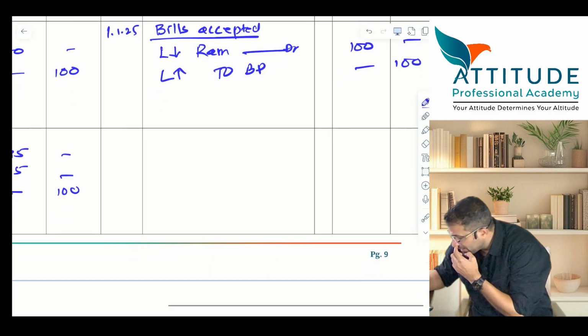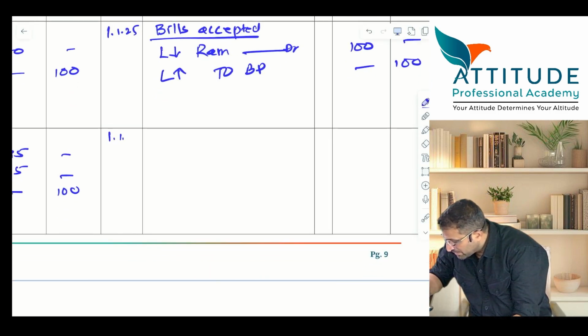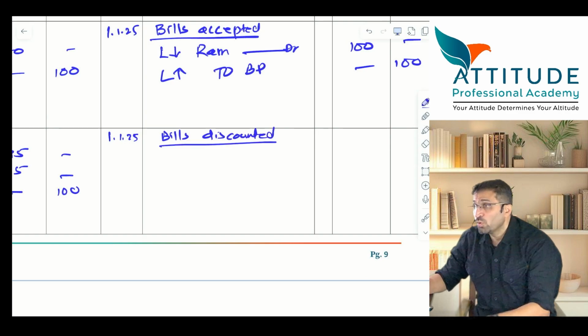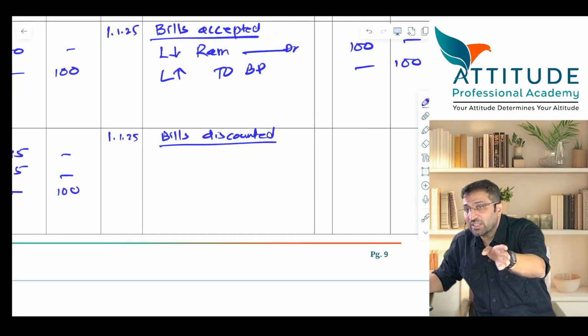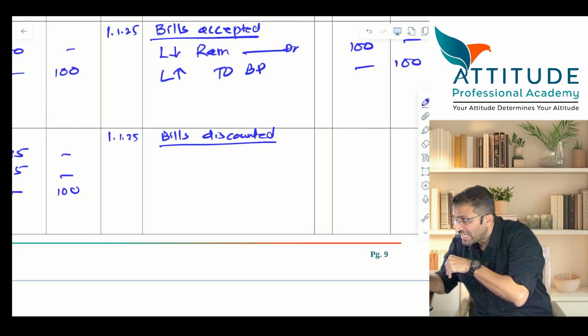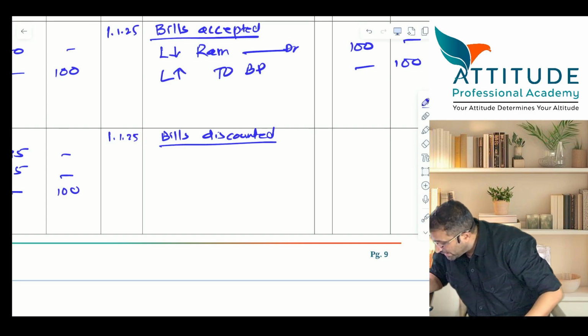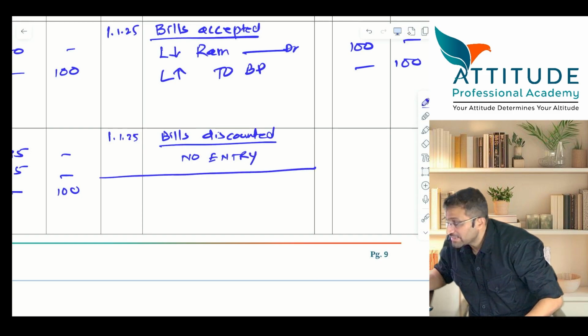Now this entry, bills discounted. Now who has discounted with whom? Ram has discounted with the bank. So will Ravan pass an entry? No entry. No entry. Is that clear?